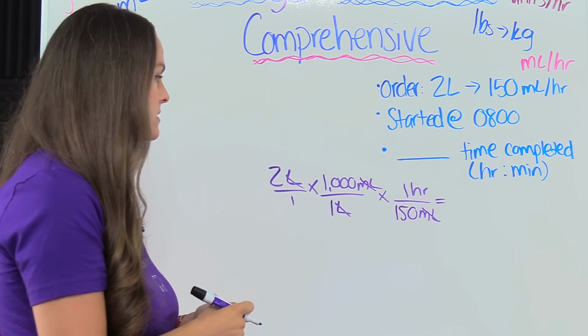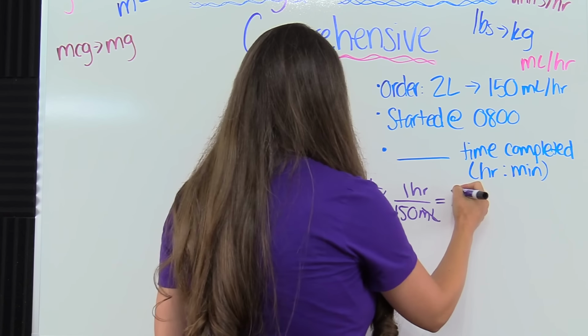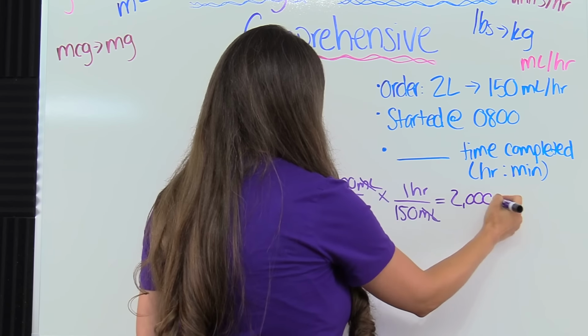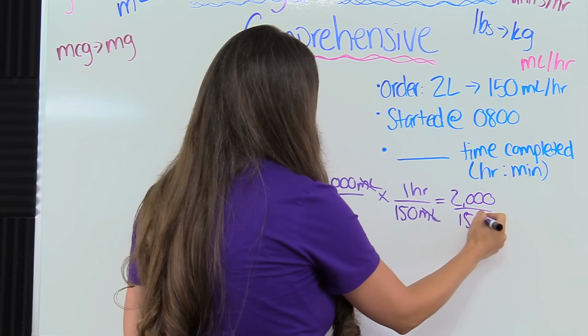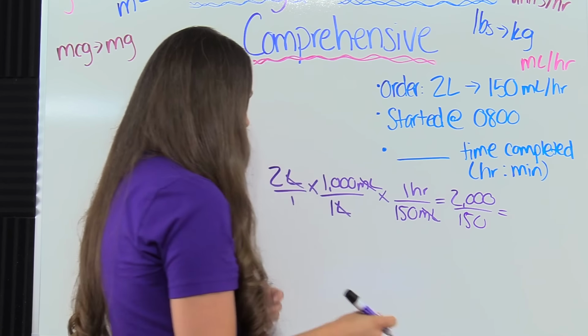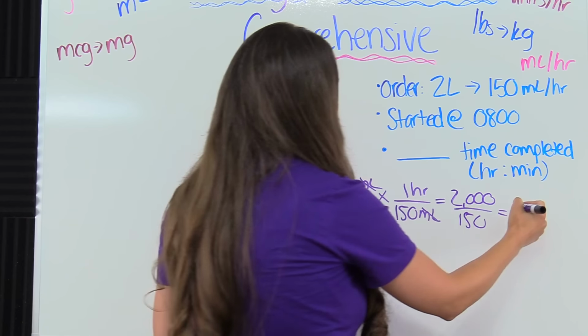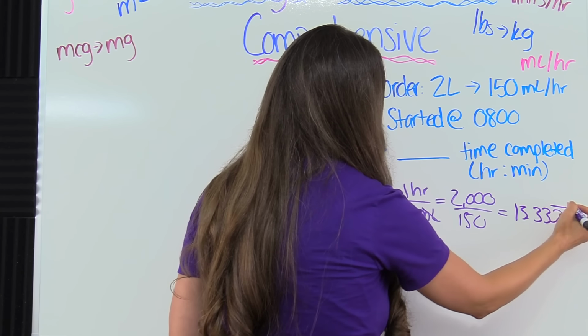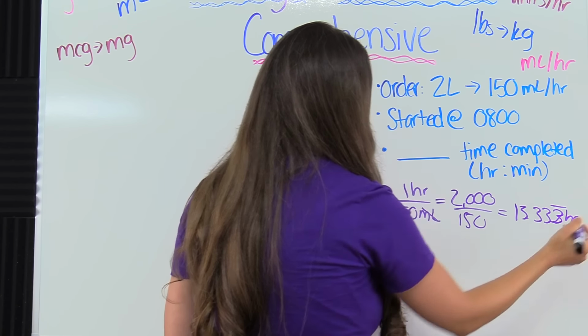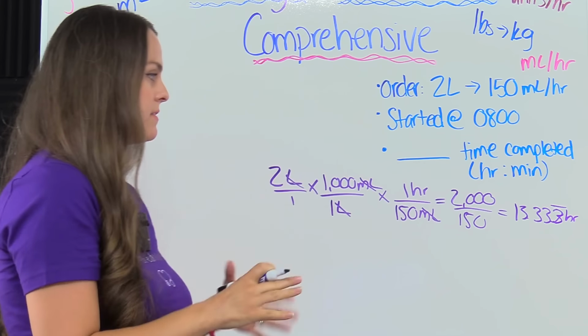So 2 times 1,000 times 1 is 2,000. And everything multiplied at the bottom is 150. So 2,000 divided by 150 gives us 13.33 repeating hours. Okay, so we have that.